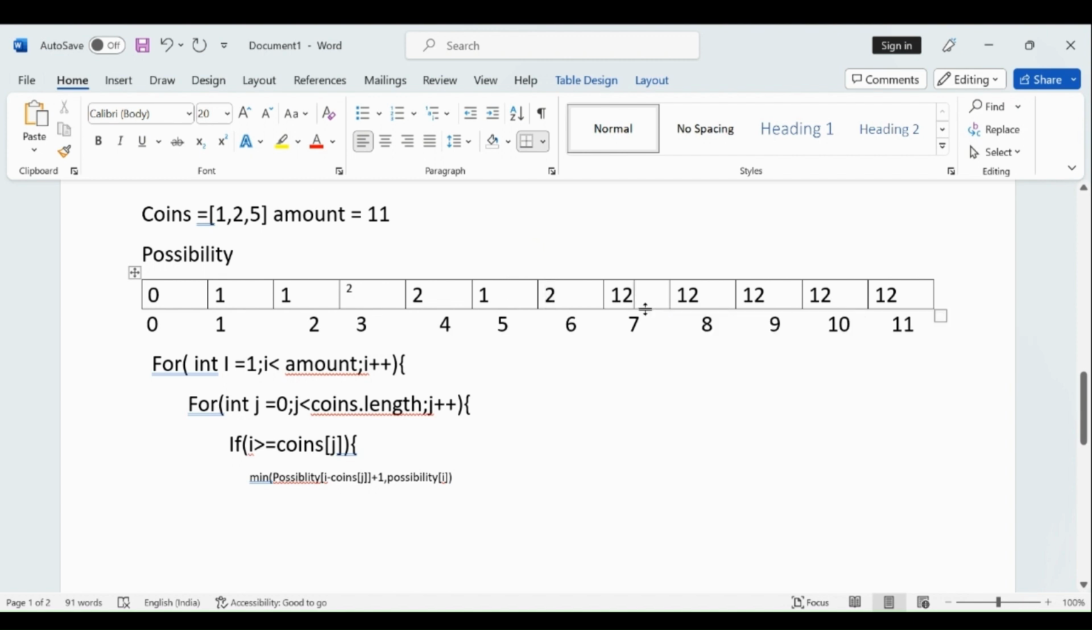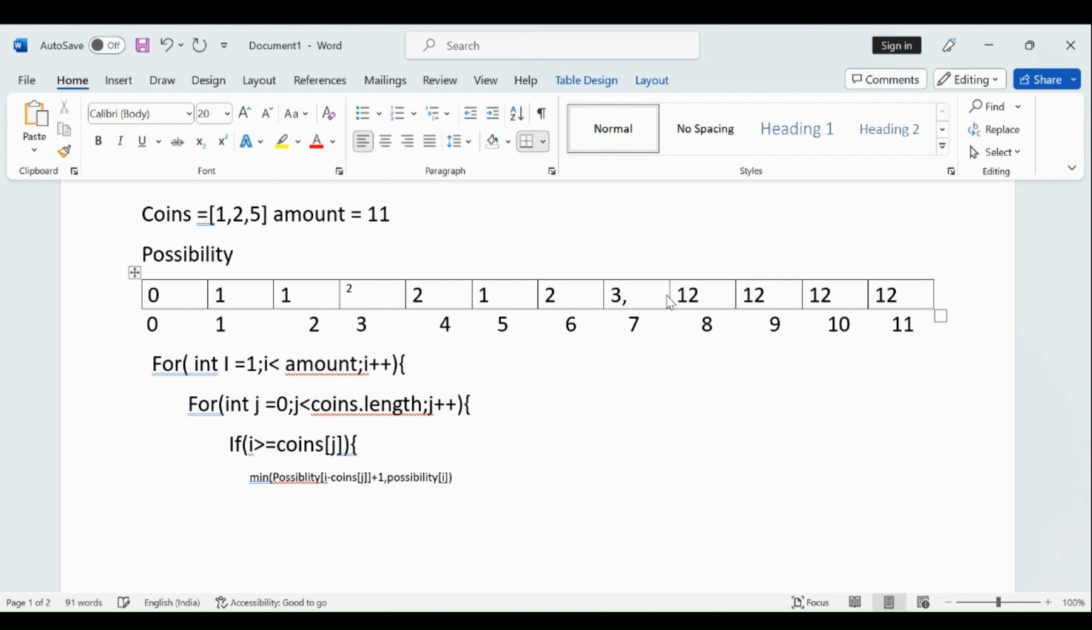Similarly for 7, let's say we are trying to use, sorry, we are trying to use coin 1. So 7 minus 1 will be 6. So the minimum coins that were required to make up the amount 6 was 2. And again we are using one more coin. So our answer will be 3. So what is the minimum between 12 and 3? The minimum is 3. So our answer will be 3.